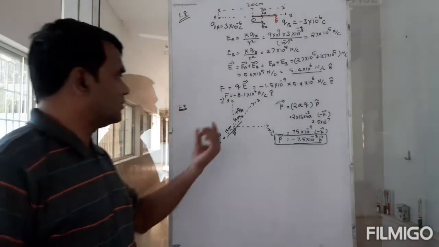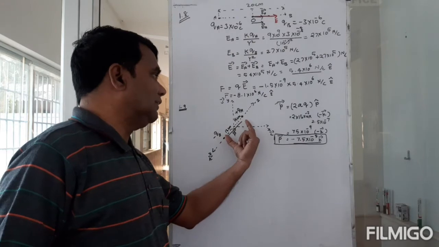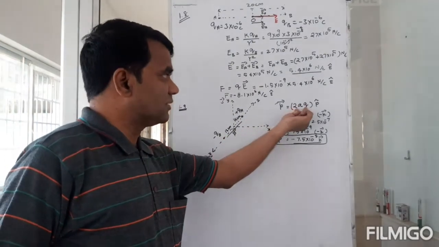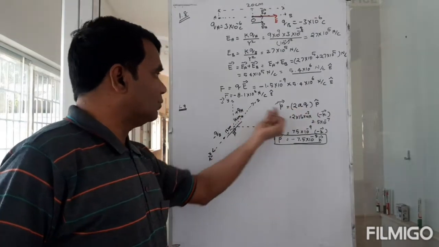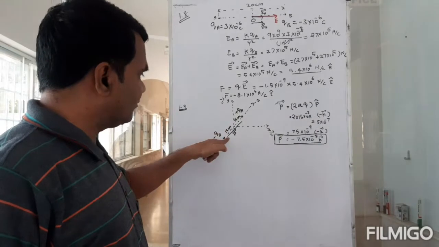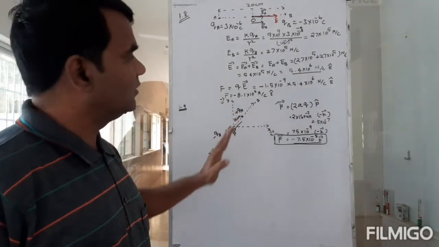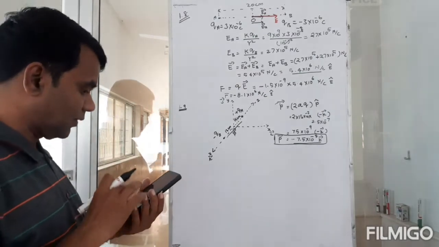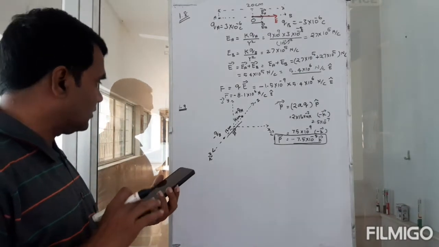So the dipole moment is simply one of the charges multiplied by the distance of separation between the two charges. The distance of separation is 2a, and q is the magnitude of one of the charges, and the direction is from the negative charge to the positive charge, and that is this. This is how you do this. So, next one.